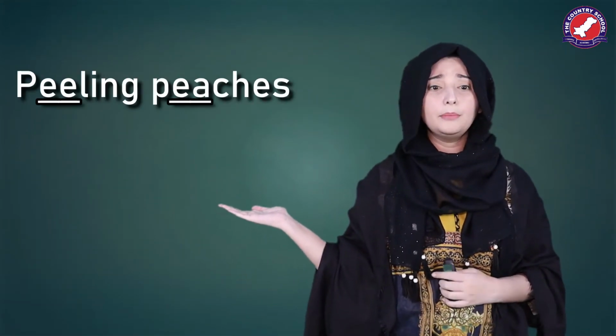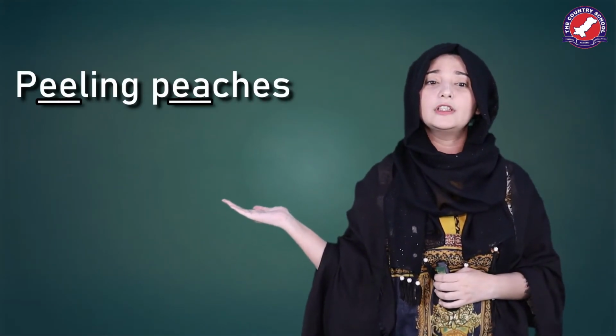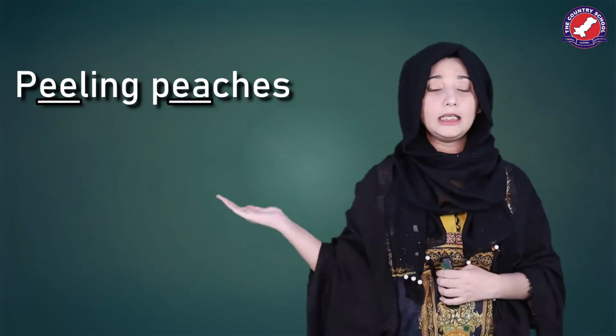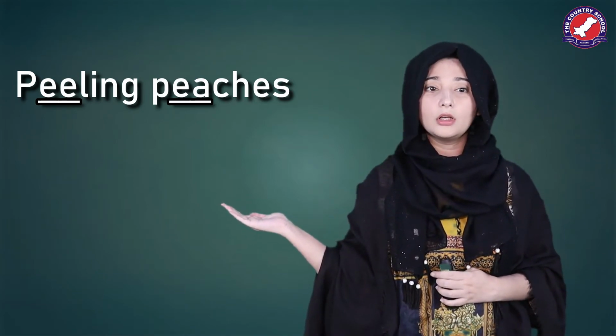Let's see another example, which is very easy. Peeling peaches. These words also have the same vowel sound E after the consonant sound. So isn't it easy? Now did you notice any difference or similarity between alliteration and assonance? Let's review what we learned today. Alliteration involves repetition of the same consonant sound, but assonance involves repetition of the same vowel sound. That's the difference between both of these terms.